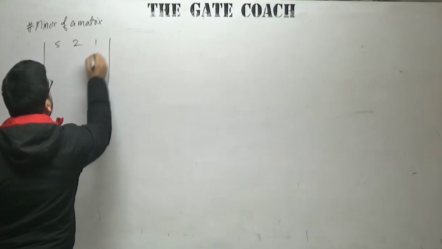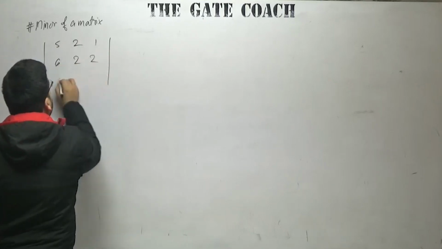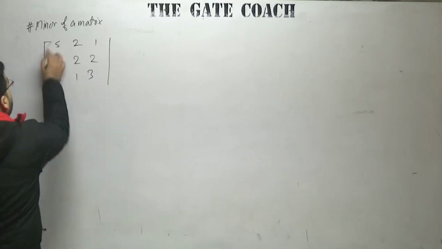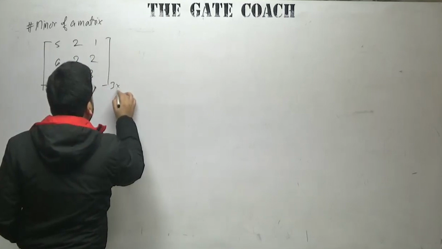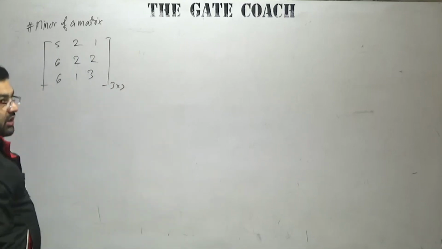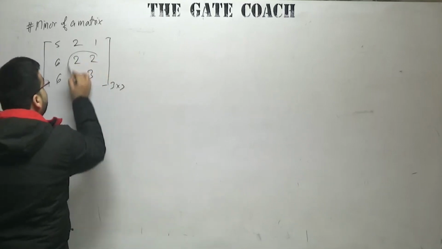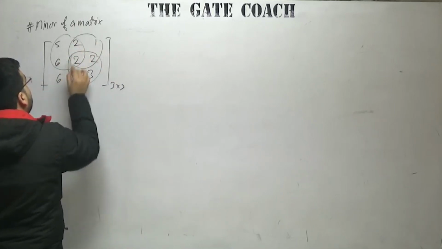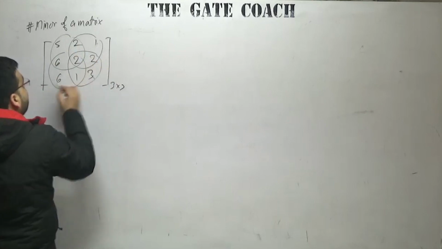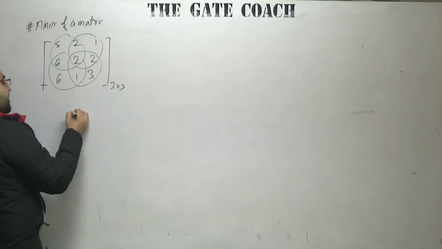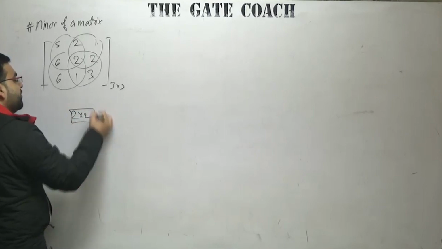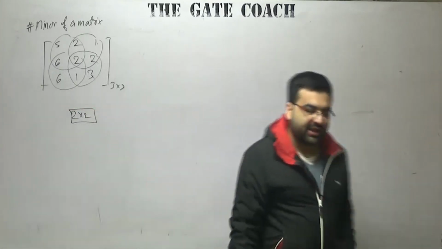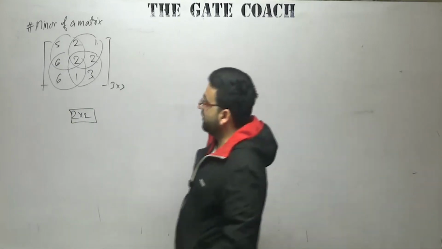5, 2, 1, 6, 2, 2, 6, 1, 3. Let us say it is a 3 cross 3 matrix. How do you calculate the minor? So, this is the minor, okay? This is the minor, this is the minor, this is the minor. So, how many 2 cross 2 square matrices you can form with the help of this matrix? That is actually called a minor of this matrix.